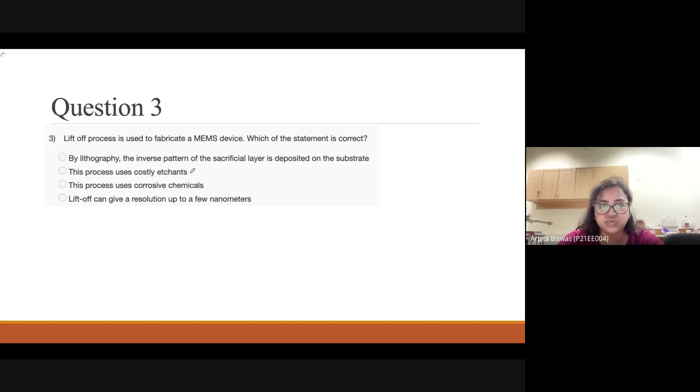The lift-off process is used to fabricate a MEMS device. Which of the statements is correct? First option: by lithography, the inverse pattern of the sacrificial layer is deposited on the substrate. Second, this process uses costly etchants. Third, this process uses corrosive chemicals. Fourth, lift-off can give a resolution up to a few nanometers. So please go through the question carefully and then try to give the answer with explanation.